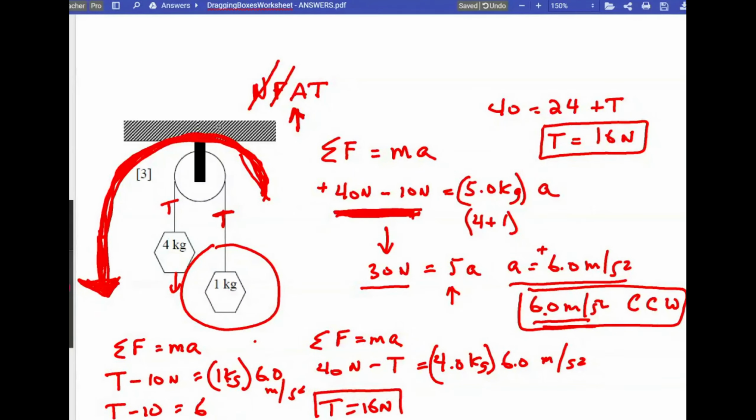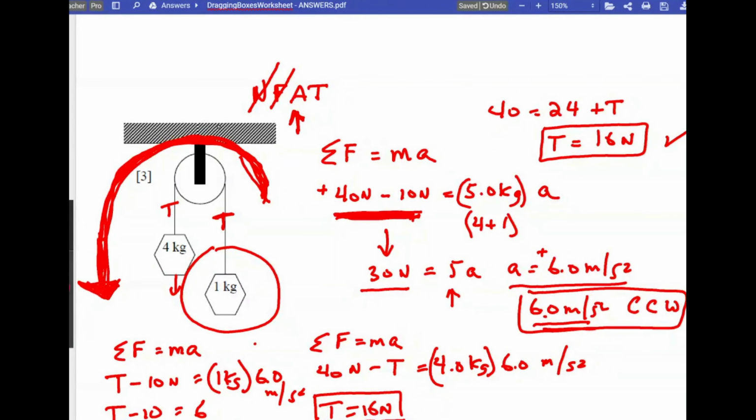Now that's a waste of time. Once you get one, you shouldn't do the other one because they're both equal, because this is a massless and frictionless pulley. There's no mention of friction and there's no mention of mass. So that's something we'll have to continue to practice with because that's brand new.